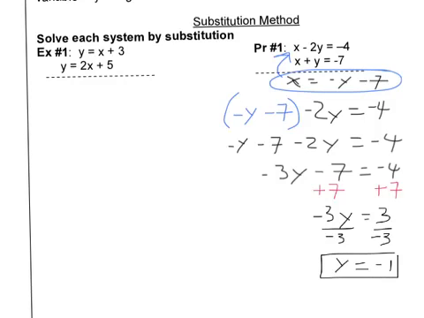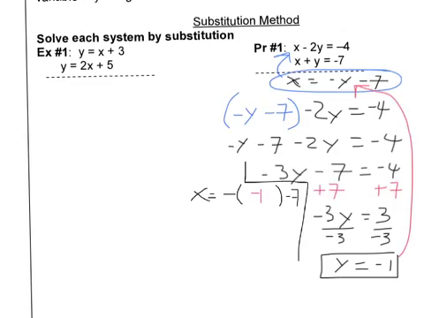Now, I'm going to take this y equals negative 1 and plug it back into one of these other equations. I'm going to choose this one because it's already set up to solve for x. Let me show you what I mean. I'm going to do it over here on the side. I got x equals negative, and instead of a y, I'm going to plug in negative 1, minus 7. Negative 1 and a negative make a positive 1, and positive 1 and negative 7 just makes negative 6. So I get x equals negative 6.